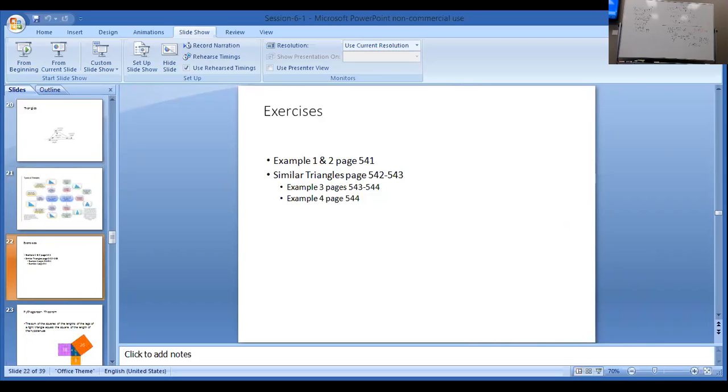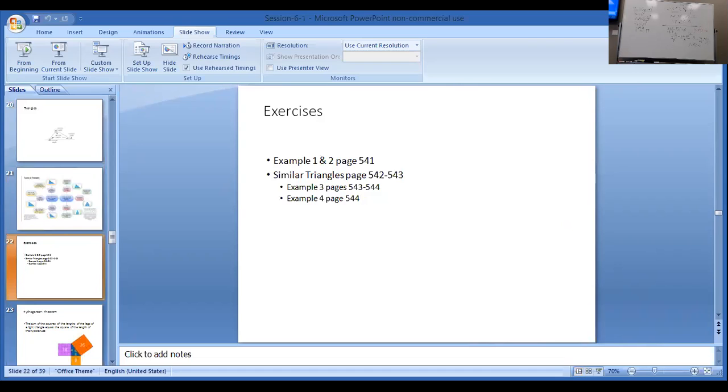Side CB over FE is 8 over 4, which is 2. So you see the ratios are equal, not the size, but the ratio. Again, side AB over DE, 4 over 2 is 2. So then we can say the corresponding angle B is equal to E, angle C is equal to F, angle A is equal to D.